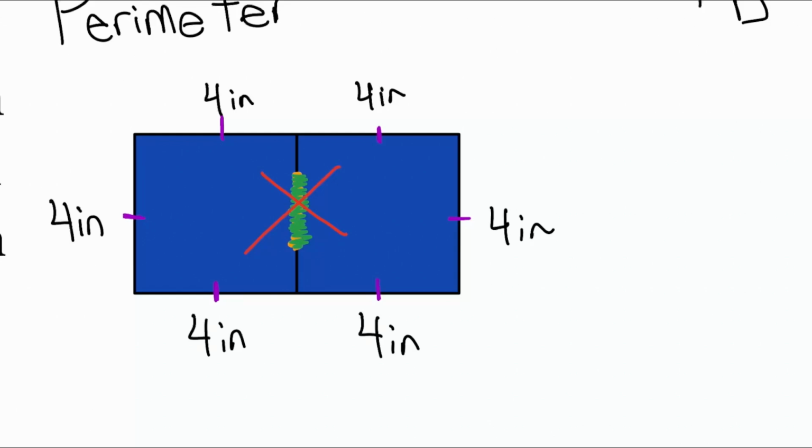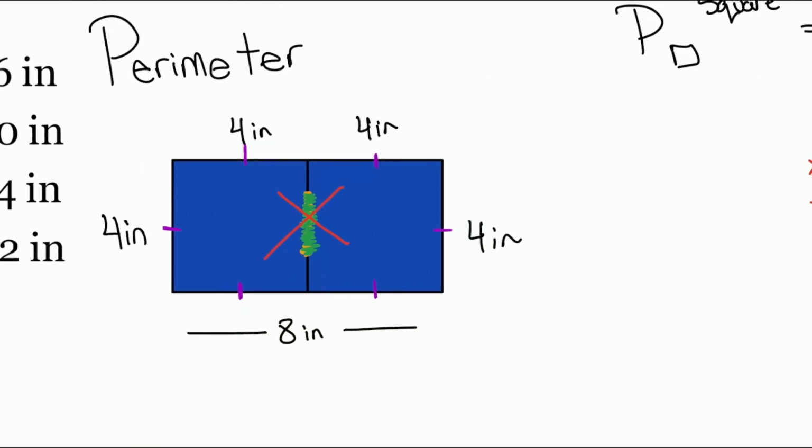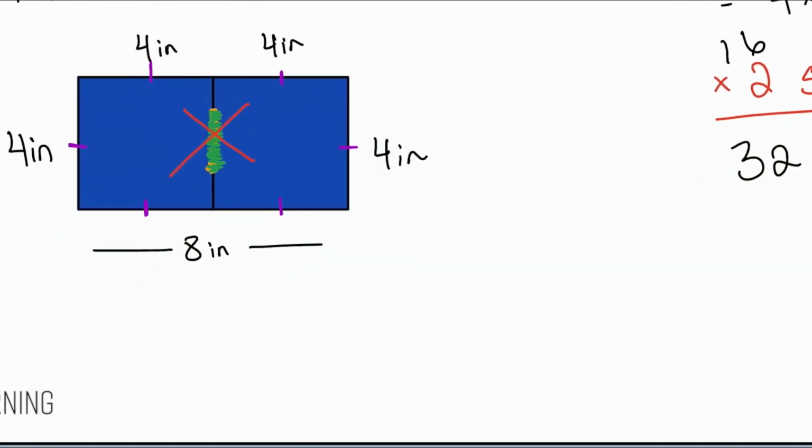We could also treat this like a rectangle. Everybody, quick question. 4 inches plus 4 inches is going to give me what? Yeah, that's going to give me 8 inches. So if I count that right there on the bottom, that's 8 inches for the length, 4 inches for the width. And if you really want to feel safe and secure here, for sure, you can go ahead and use the perimeter of a rectangle formula. Double the length plus double the width.